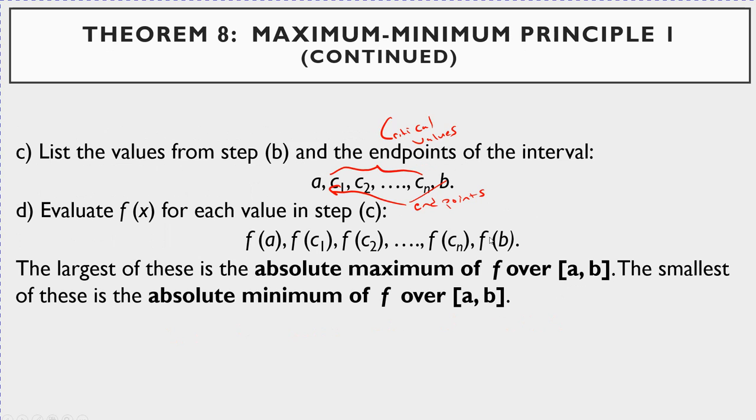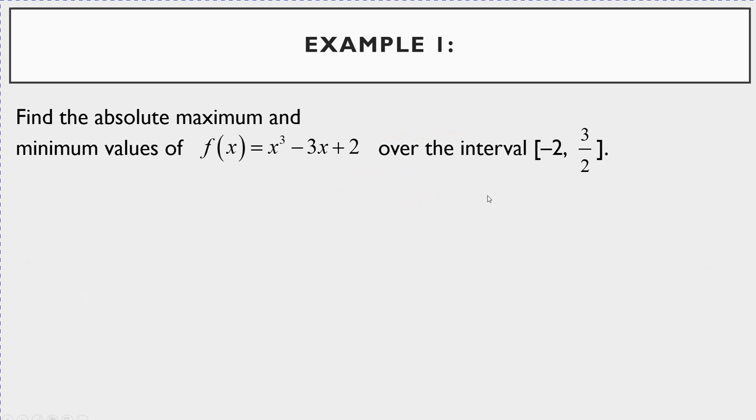Next, all you're going to do is evaluate f of x for each value that you listed in the step above. And the largest of those is the absolute max of the function over that interval, and the smallest of those is the absolute minimum value of f over that interval. All right, let's do an example so you can see this.